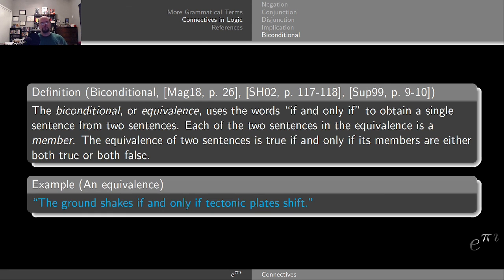So, for instance, the ground shakes if and only if tectonic plates shift. The ground shakes is the first statement. Tectonic plates shift is the second statement, and the if and only if is equating the two of them together, like an equal sign, basically. So the equivalence is true if they're both true, or if they're both false. If one is true and the other's false, the equivalence ends up being false if they're mismatched. So you want to have equivalence stated when the two of them match together.